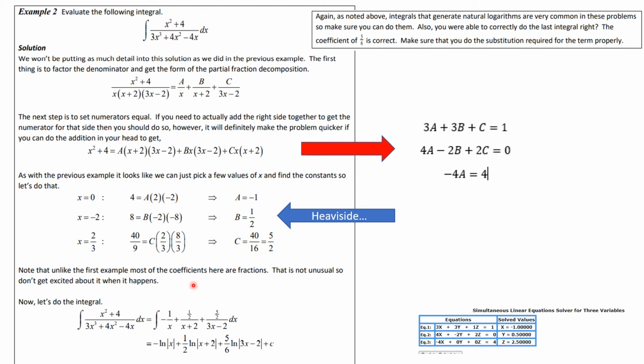Note that unlike the first example, we have coefficients that are fractions. That happens, and that's fine. So the integral then, this is equal to, I write like this, I do the sum of the integrals, and I get this. Now, notice that when you're integrating this third one, you had to do another u substitution, and so the coefficient here actually is 5 over 6. So make sure you follow how to do this, but there's the answer for example 2.